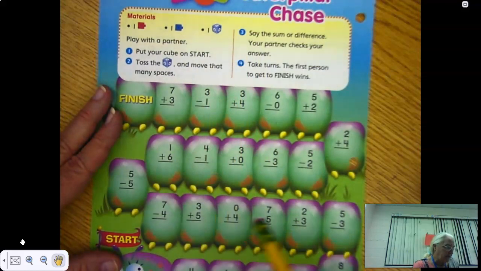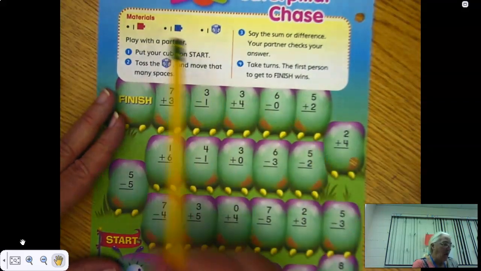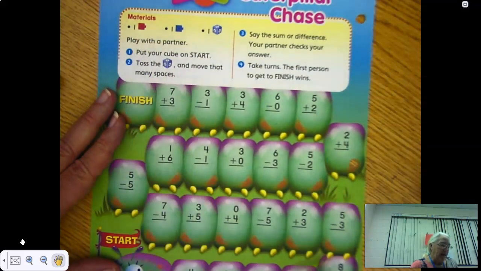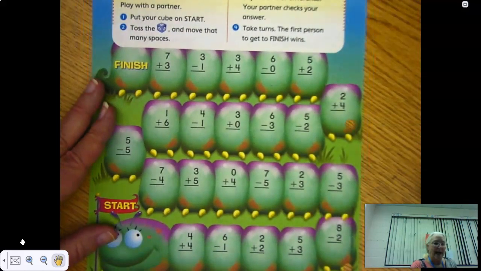Toss the dice and move that many spaces. Say the sum or difference, and your partner checks your answer. Take turns. The first person to get to finish wins. So you use the dice to know how many jumps to make, how many moves, and your partner checks your math. And the first person to get all the way to the finish line is the winner.